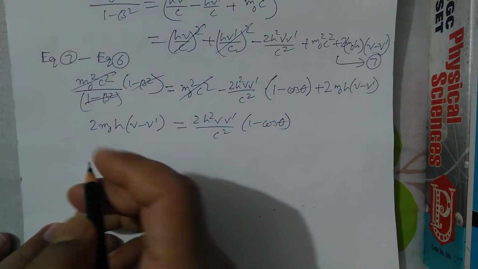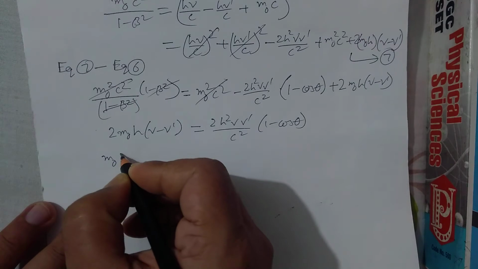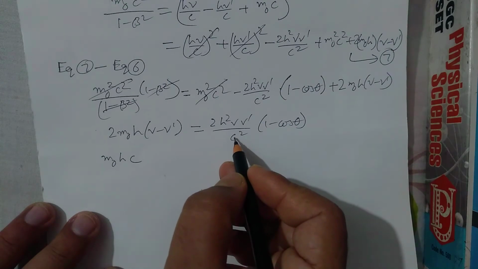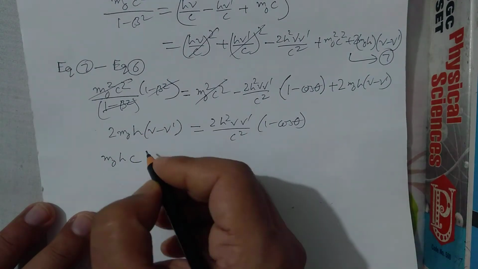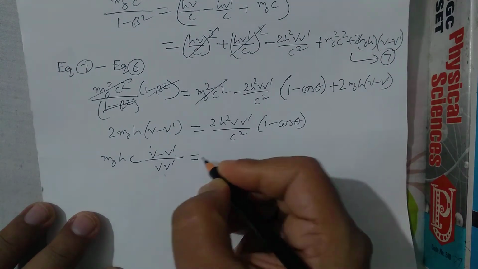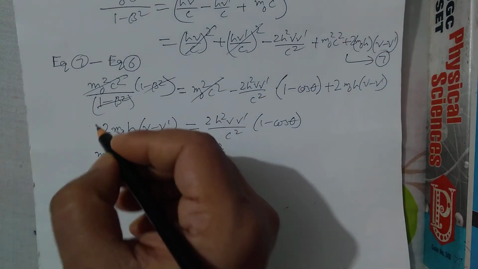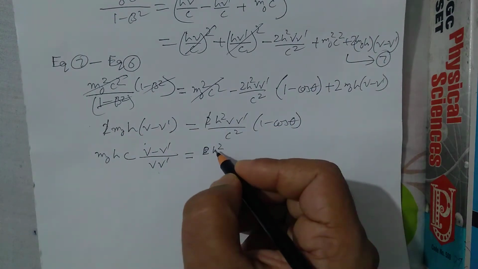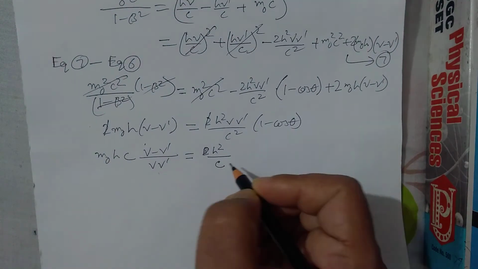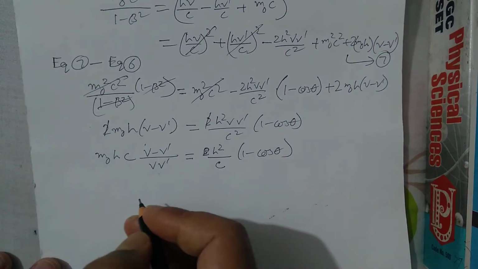So now these are just simplifications. You take one c here and keep c here, and divide both sides by nu prime. So what will you get? Here there is 2, here there is 2, the 2 will cancel, and here h square, there is h, so h square by c into 1 minus cos theta.